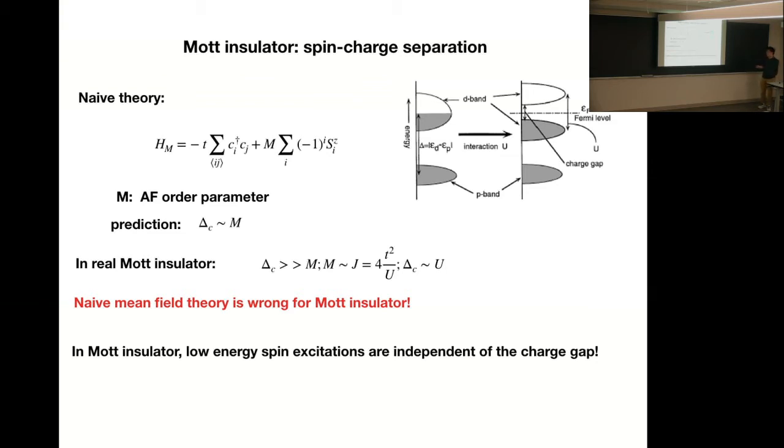Actually, this is very easy to understand. The Néel order comes from the Heisenberg spin coupling. You know, the spin coupling is inversely proportional to U, but the charge gap is proportional to U. So the spin order magnitude is the inverse of the charge gap. And in this naive mean field theory, you will reach the conclusion that they are proportional. But this basically means the naive mean field theory is wrong for the Mott insulator. So the essential feature of the Mott insulator is that the charge gap is not induced by spin order. I think the correct picture is that the charge gap is developed first at a much larger energy scale, and then the spin order develops.